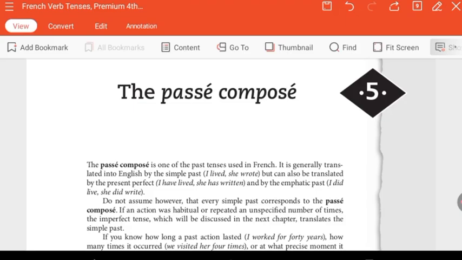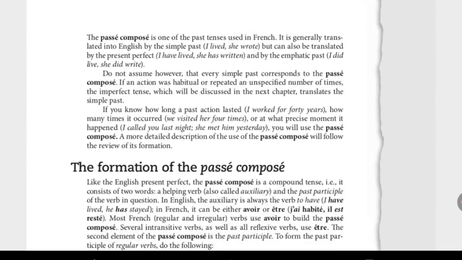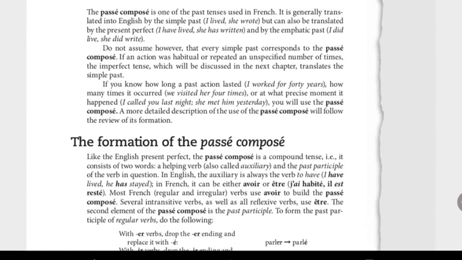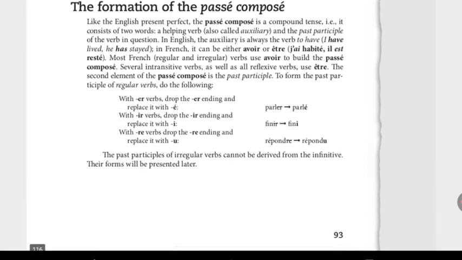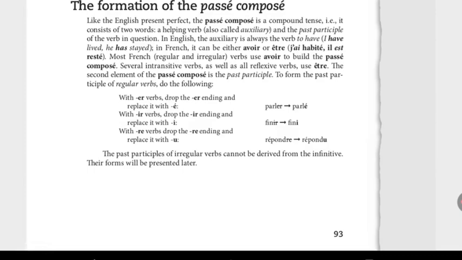So let's go quickly. For a start, understand that the passé composé in French is a compound tense, meaning we make use of two things for that. The first one is called the auxiliary of the verb être and avoir, and then we have what we call the past participle. The question now is, how do we derive the past participle?